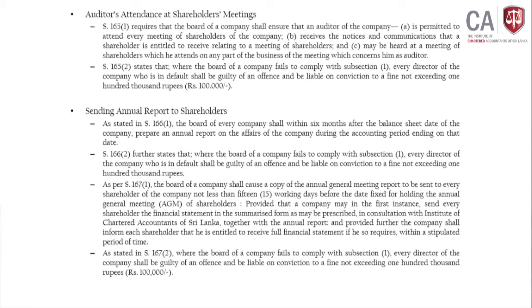So, if the auditor prefers to, or if he thinks that his presence is necessary there in order to observe certain things, then he is notified to attend. He is notified that the meeting would take place so that he can take cognizance of that and may be heard at a meeting of shareholders. He also can be heard at a shareholders meeting if the auditor wants to make a point. The shareholders must allow him to make a point on any part of the business of the meetings which concerns him as auditor.